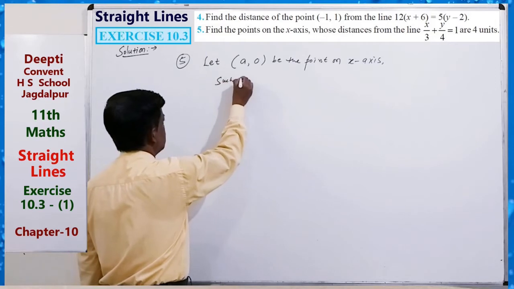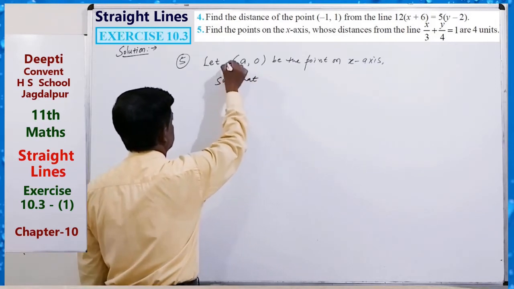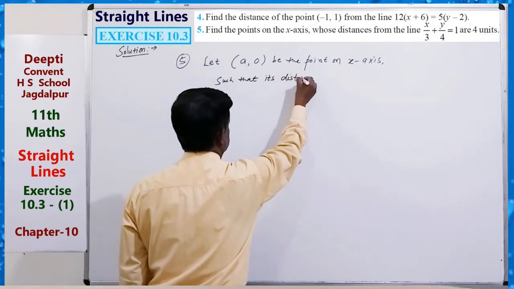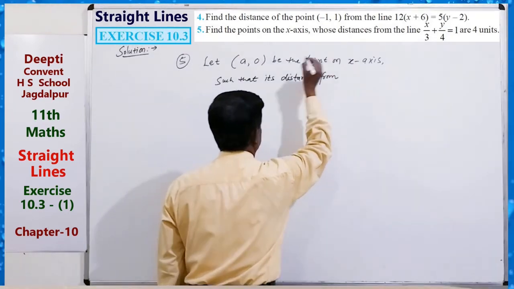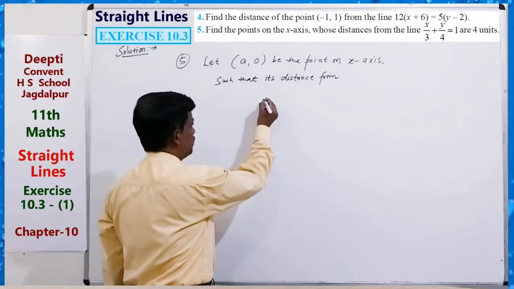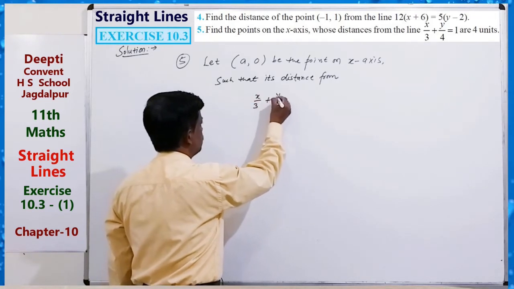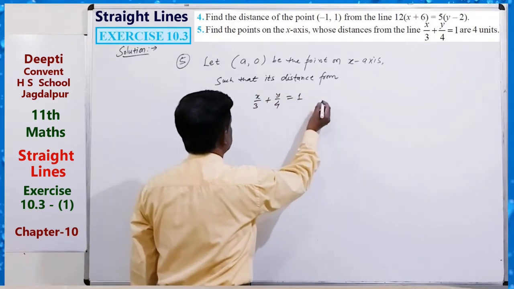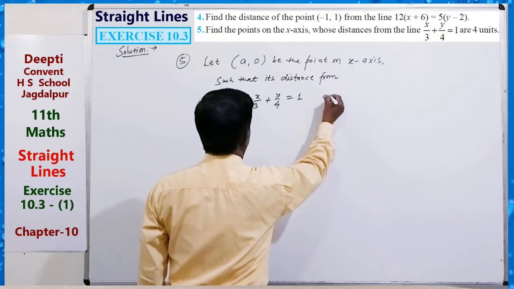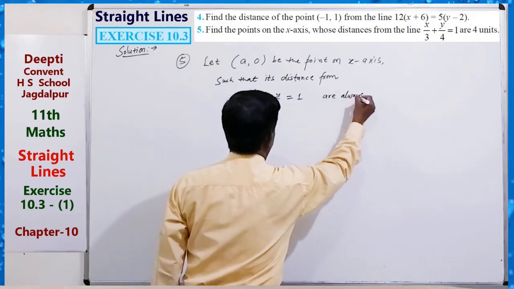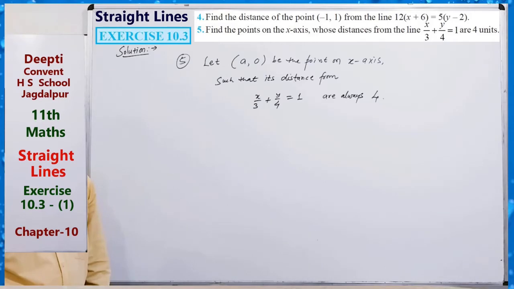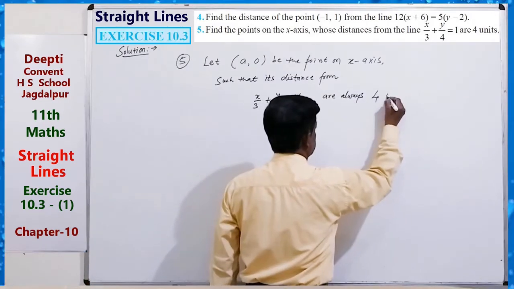Such that its distance from the line x by 3 plus y by 4 equals 1 is always 4 units. Okay, 4 units.